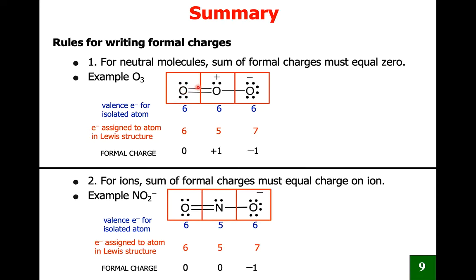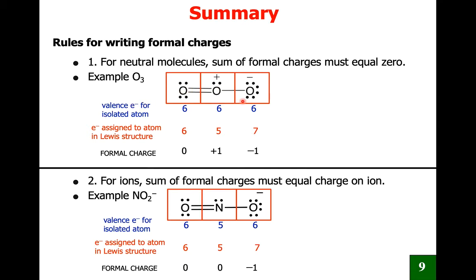1, 2, 3, 4, 5, 6. This one here in the middle has 1, 2, 3. So it has half of 3 bonds, or 3, 4, 5. So in the Lewis structure, it has 5. And then this one here on the right side has 1, 2, 3, 4, 5, 6, and then half the bond, 7. It has 7 in the Lewis structure.